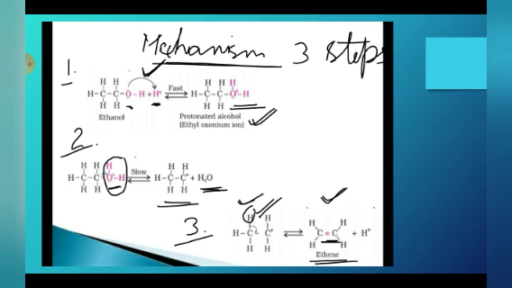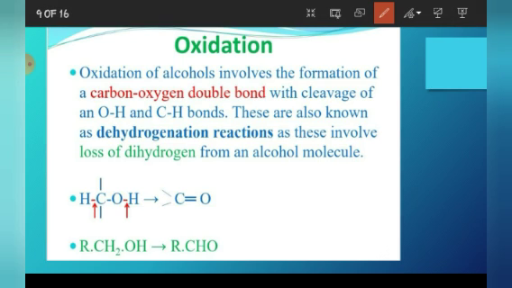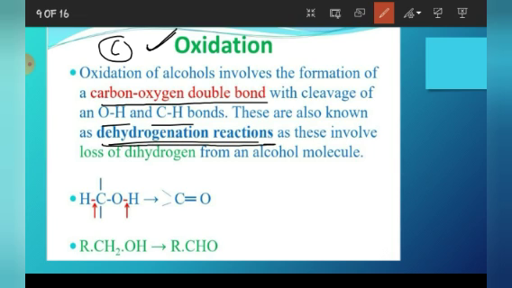Now let's move on to our third and last type of reaction, which is oxidation. This is our C part. Oxidation of alcohol involves the formation of carbon-oxygen double bond with cleavage of OH and CH bond. These are also known as dehydrogenation reactions, as these involve loss of dihydrogen. So this term, dehydrogenation, means removal or loss of dihydrogen.